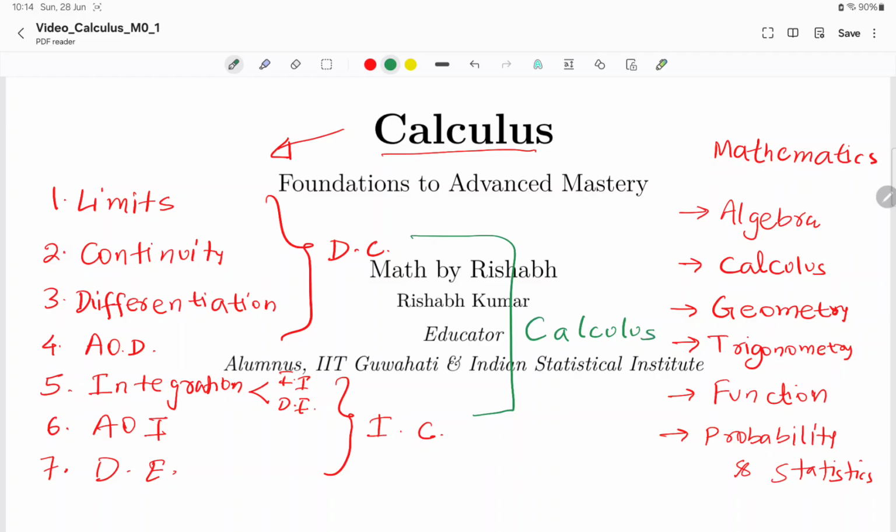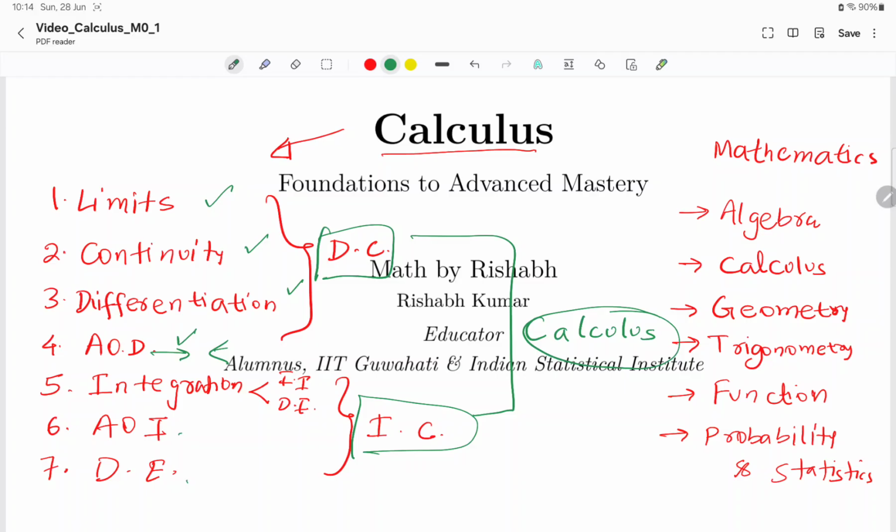So what does it mean? It means if you assume the calculus is a tree, it has two main branches. One is the differential, the other is the integral. In the differential branch, again there are four sub-branches: limits, continuity, differentiation, application of derivative. In the application of derivative, there are again a lot of chapters. You can assume it as one module. In the integration, we have definite integration and indefinite integration, application of integration, and differential equations.